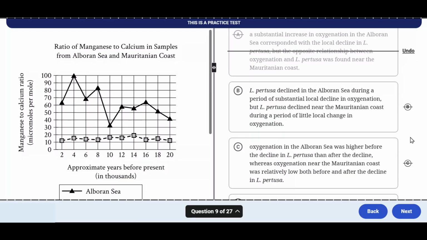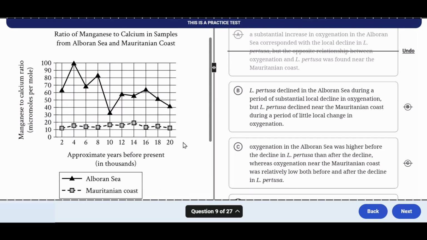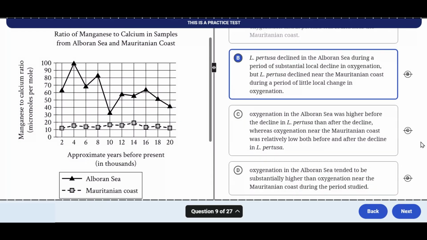El Portusa declined in the Albertan Sea during a period of substantial local decline in oxygenation, but El Portusa declined near the Mauritian coast during a period of little local change in oxygenation. That's exactly what we see here. This increase in the ratio indicates an inverse decrease in oxygenation, but because it remains steady here for the Mauritian coast, there was really no change in the oxygenation. So that should be your answer. But let's keep going.